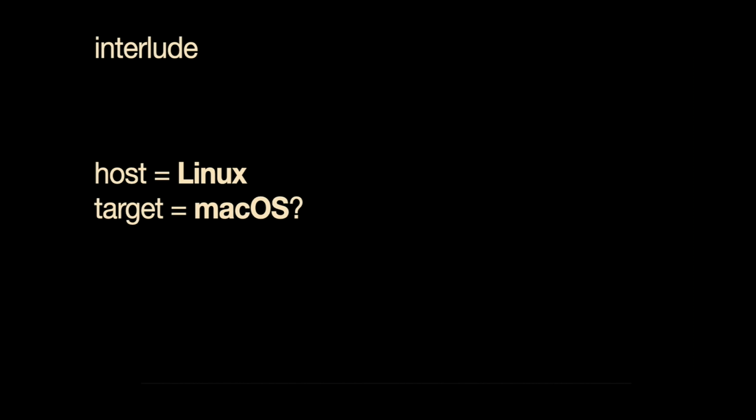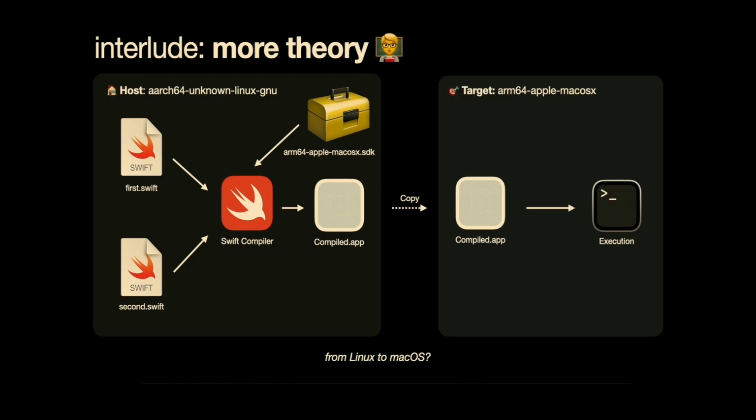So we've looked at a lot of components so far. We've looked at things like building for Windows, Linux, and we've looked at hosts and targets and things like that. Now we have all of these tools in our tool belt. What is stopping us from using a Linux host and targeting macOS? Nothing, it turns out. So here's some more theory first.